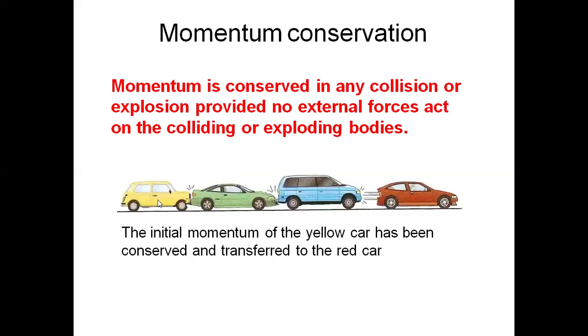Like here, suppose the yellow car was in motion and it collides with the green, which in turn collides with the blue. Then finally, all of them stop and the red car gets a push and starts moving. So the initial momentum of the yellow car will be equal to the momentum of the red car later on. After the collision, the yellow car stops and the red car starts moving, so the total momentum remains conserved here. I will be discussing other examples in this topic.